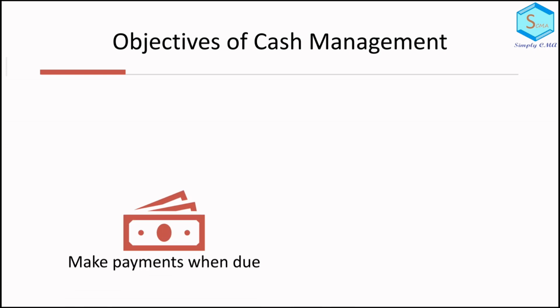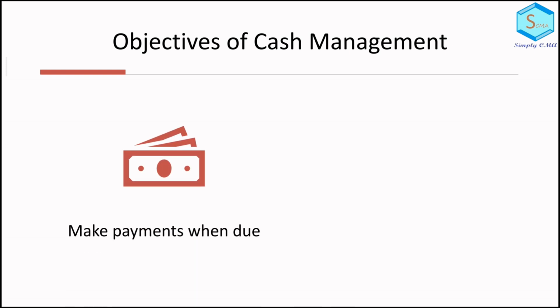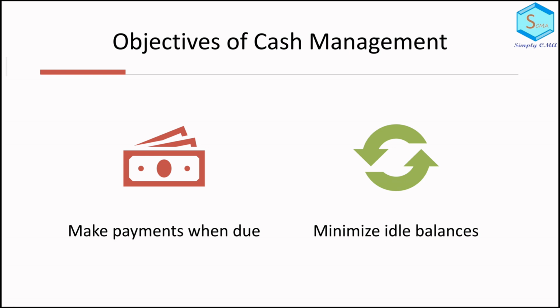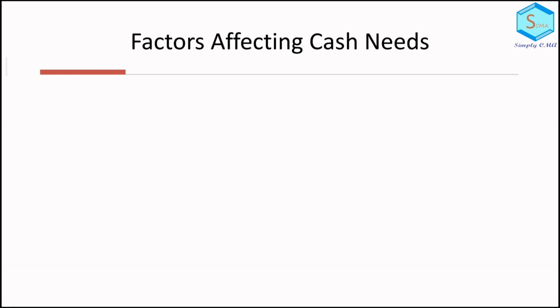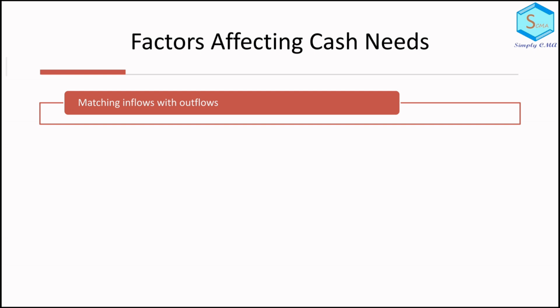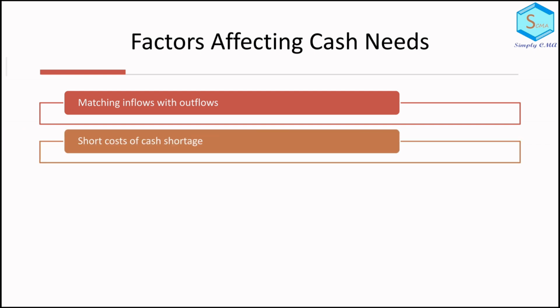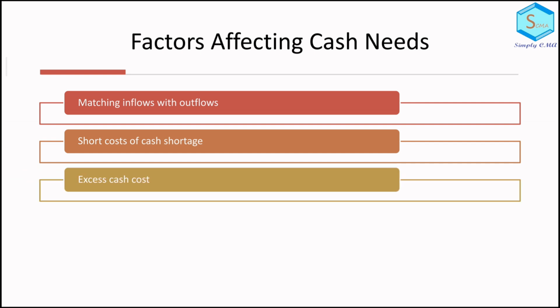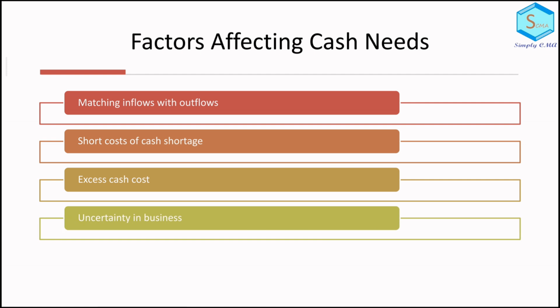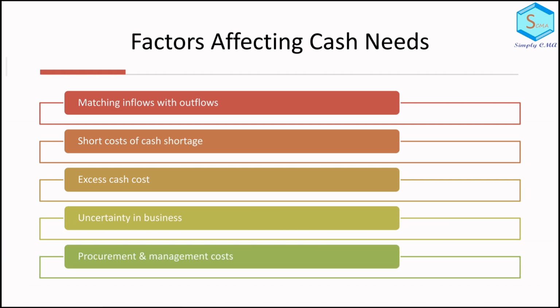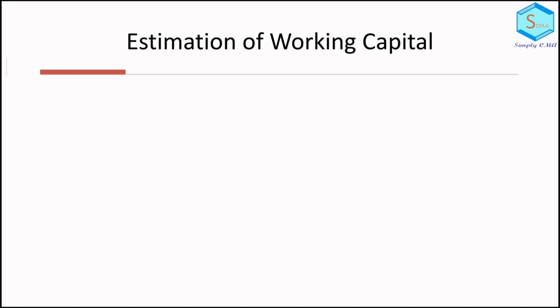Then objectives of cash management: make payments when due, minimize idle balances. Factors affecting cash needs: matching inflows with outflows, costs of cash shortage, excess cash cost, uncertainty in business, procurement and management costs. So these are the factors.